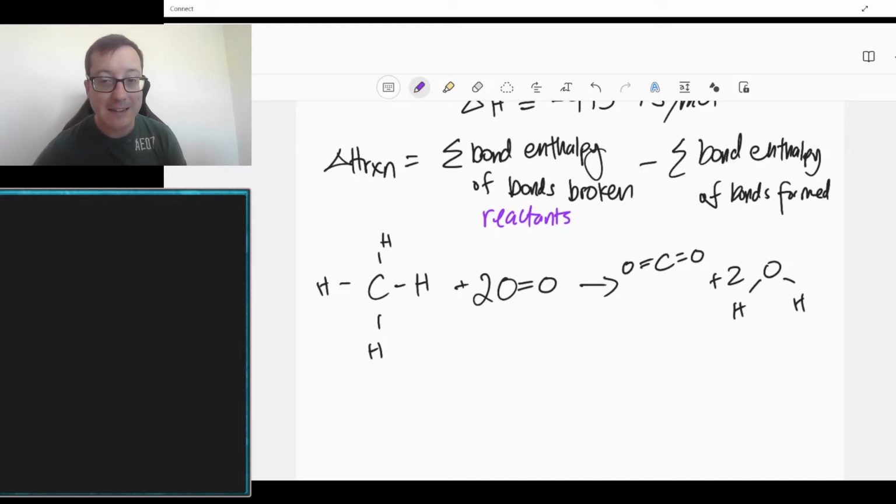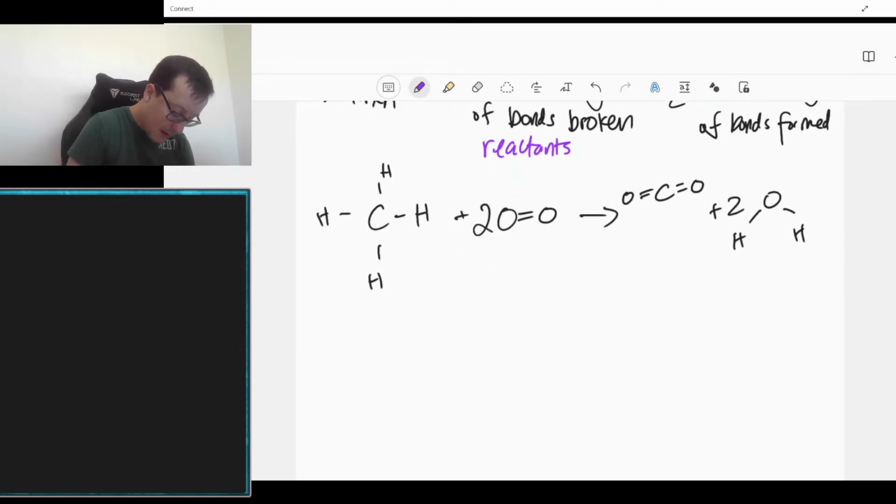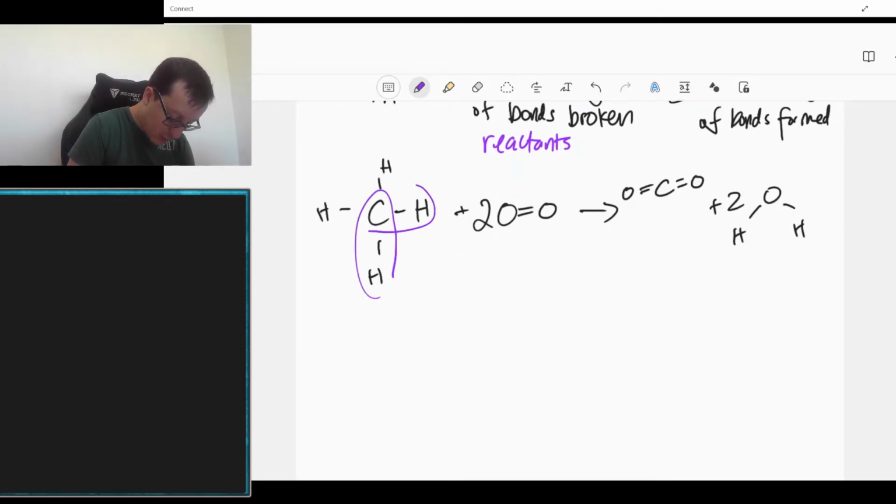We always want to consider what bonds are being broken and what bonds are staying. In this case, we have CH bonds on the left, we have no CH bonds on the right, which means all CH bonds are broken. So we have 1, 2, 3, 4 CH bonds being broken.